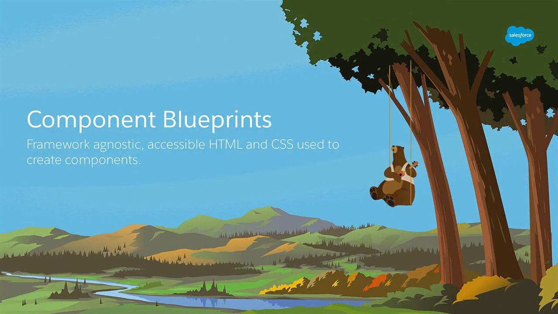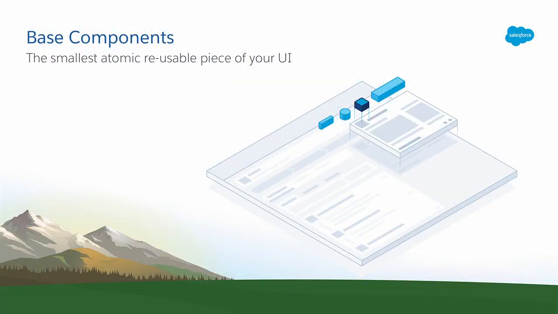Yeah, so component blueprints, content-wise, this is the most comprehensive part of our design system. We currently have 83 component blueprints with 157 variants on those blueprints. As the name suggests, component blueprints are the framework-agnostic, accessible HTML and CSS code that provide the base structure for our component-based interfaces. So real quick, before we get too deep into it, let's briefly discuss what components are.